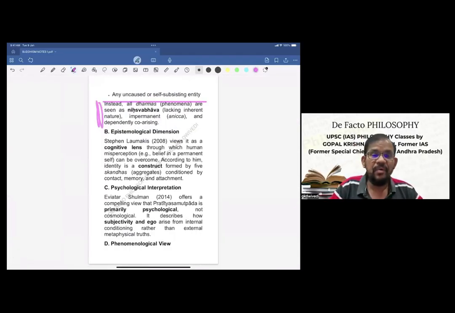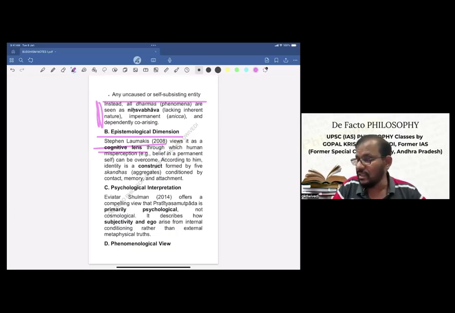So what is its epistemological dimension? Let us see that. Another modern critic or philosopher, Stephen Lomkis, views it as a cognitive lens through which human misconception, that is, belief in a permanent self, can be overcome. According to him, identity is a construct formed by five skandhas, conditioned by contact, memory, and attachment. So this is the epistemological dimension of Pratyut Samutpad.